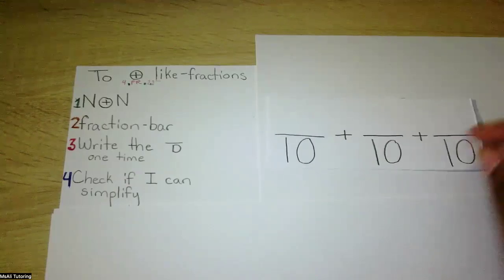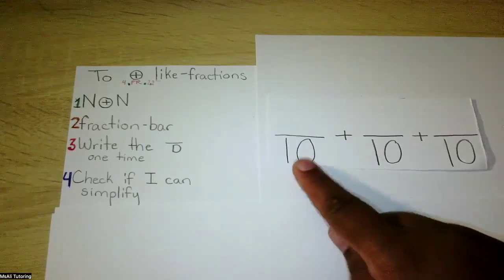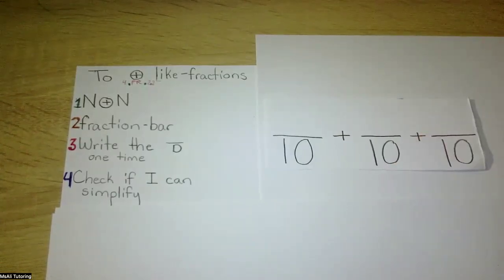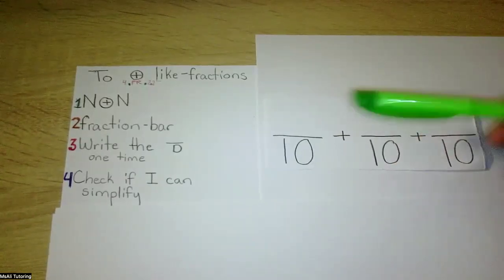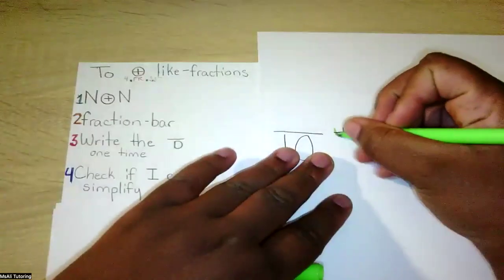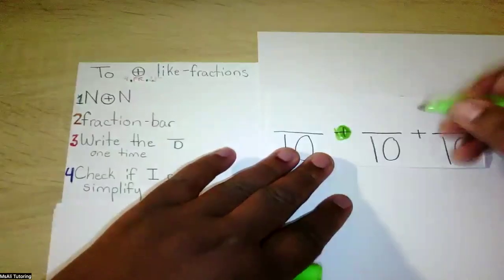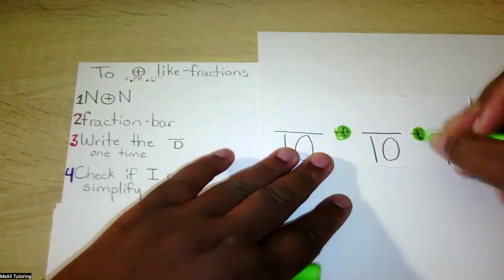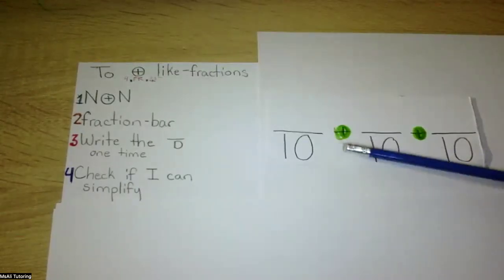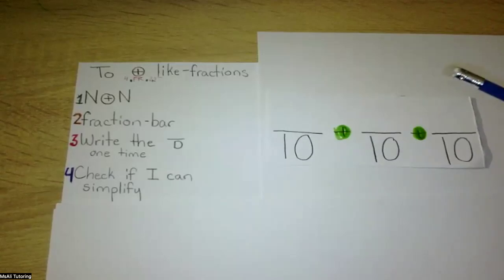Let's say we have this, tenths plus tenths plus tenths. Well, they have the same fraction name, and so they are like fractions. And they are being added. That's tenths plus tenths plus tenths. And so you can add because they all have the same denominator.